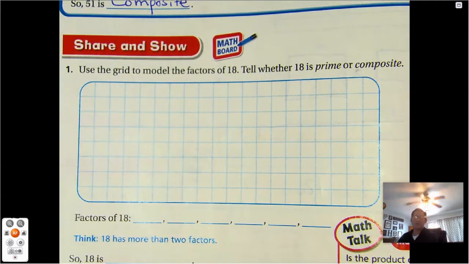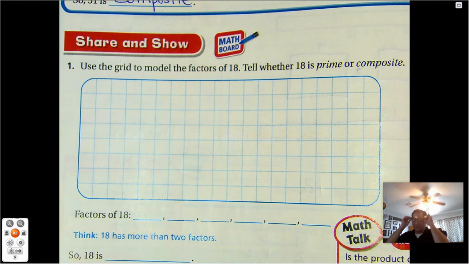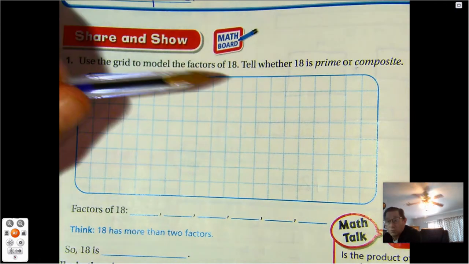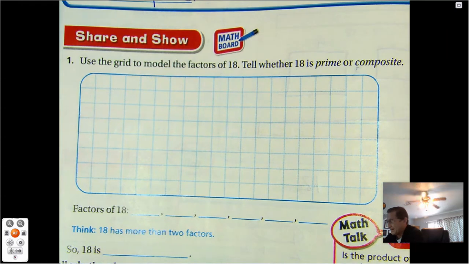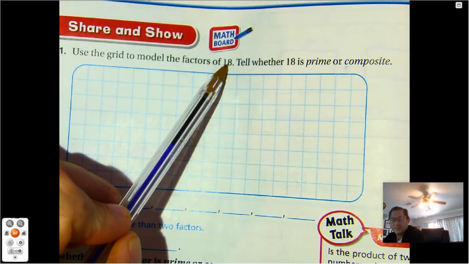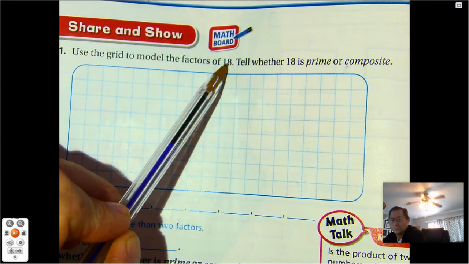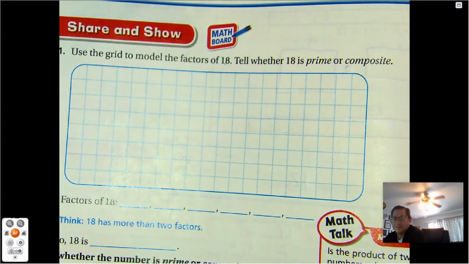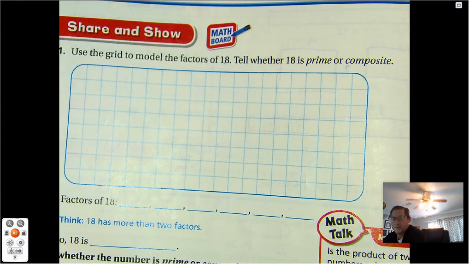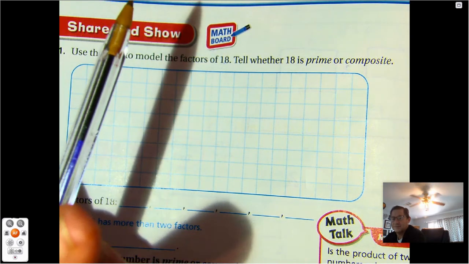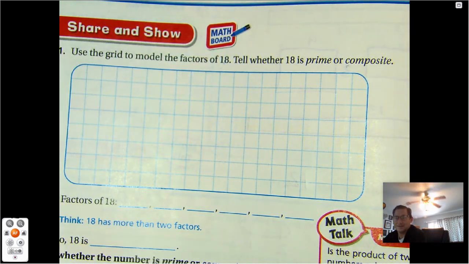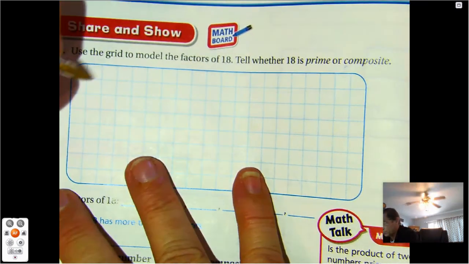Use the grid to model the factors of 18. Tell whether 18 is prime or composite. So I'll just discuss this first before drawing it. I know this is going to be composite because it's greater than 1. Any whole number greater than 1 that has factors other than 1 and itself has to be composite. I know 2 is going to go into 18 because 18 is even. But let's go ahead and work it out. So we have one row of 18.